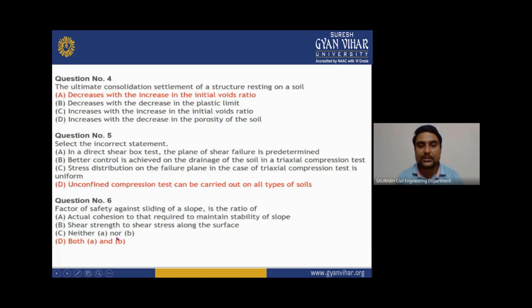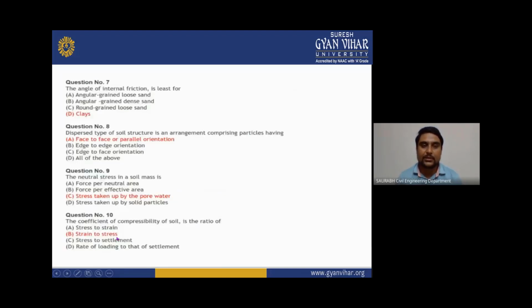This statement is incorrect. Come to the sixth question: the factor of safety against sliding of a slope is the ratio of actual cohesion to that required to maintain stability of the slope, shear strength to shear stress along the surface, or neither A nor B. Here the right answer will be both A and B. D will be your right answer.